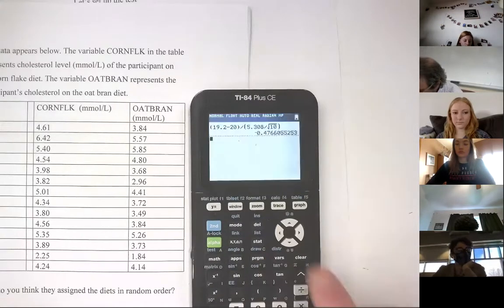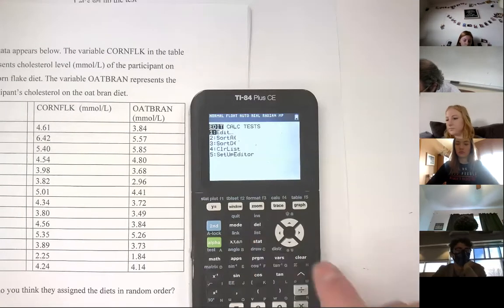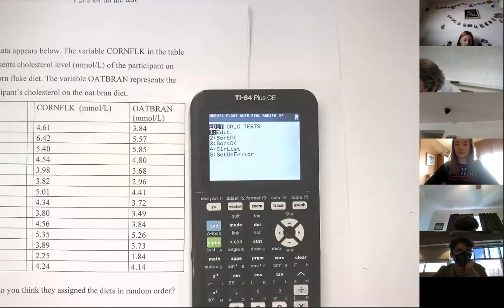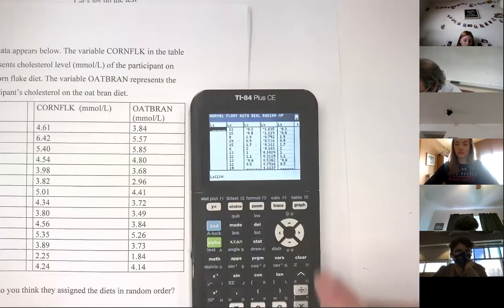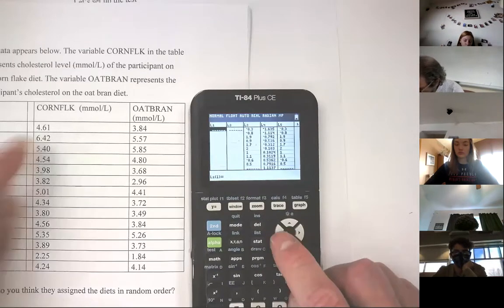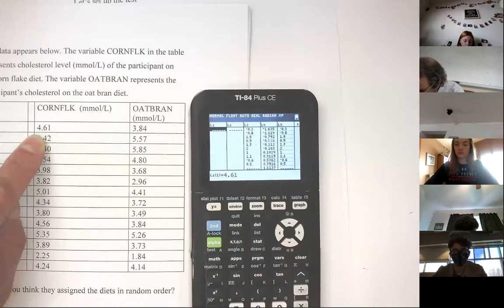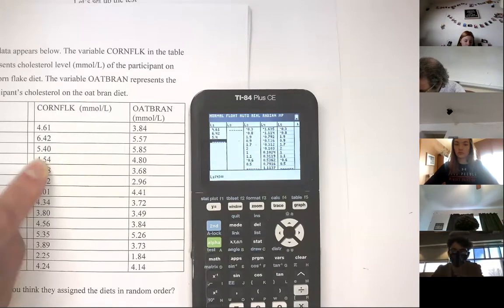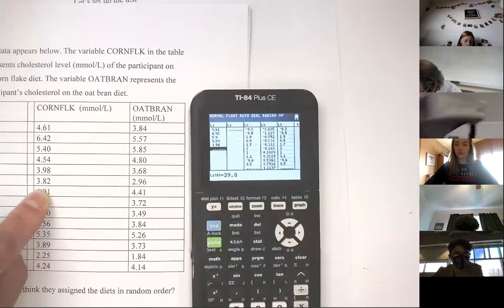There we go. Clear, stat somewhere, edit, go up there, clear that. Come over here, clear that. Okay. And then we're going to go here, 4.61. I should have not had so many decimal places, but this is how this information came to me. I'm notorious for typing wrong. I still did it wrong. 3.82. There we go.